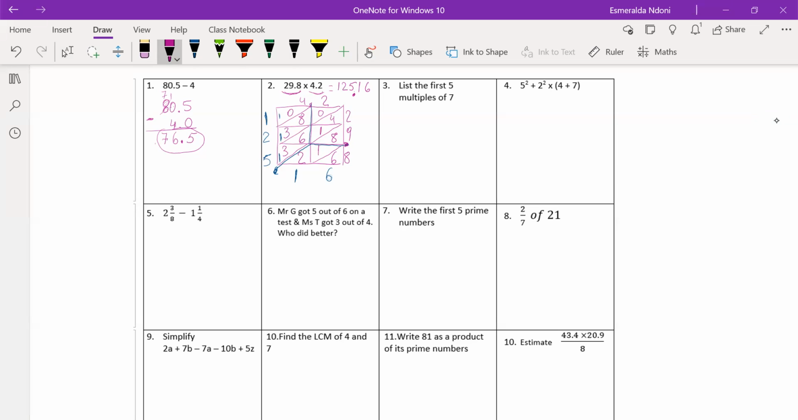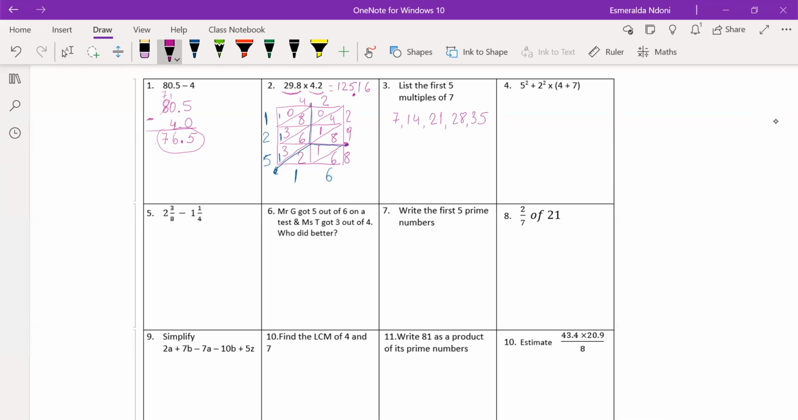Question number 3. List the first 5 multiples of 7. So we'd start with 7 times 1, 7. 7 times 2, 14. 3 sevens, 21. 4 sevens, 28. 5 sevens, 35. And you have finished. Only 5 is asked for, so you move on.